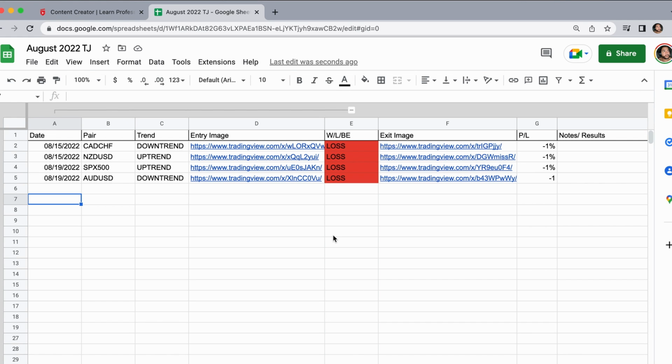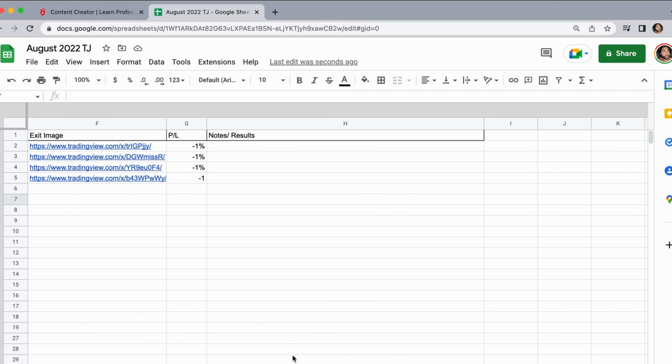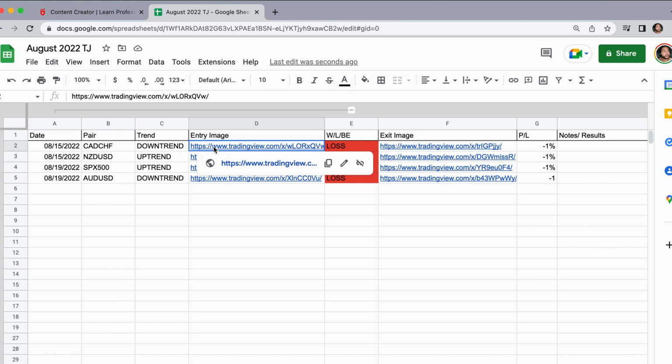The best part about these recaps using this trading journal is the fact that they're so easy to spot the mistakes, right? And I'm going to put these mistakes over here on the right where it says notes and results, okay? So this is how it works. The first one was on the 15th. I think that was a Monday, right? It was CAD CHF. It was in a downtrend, and this is my entry image.